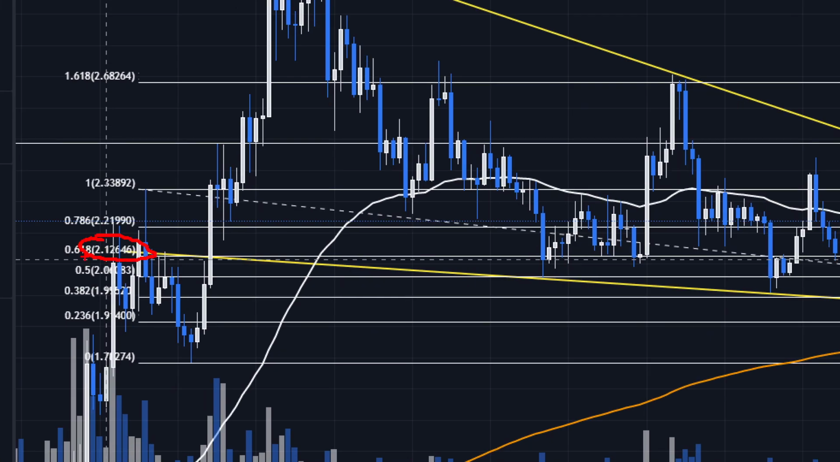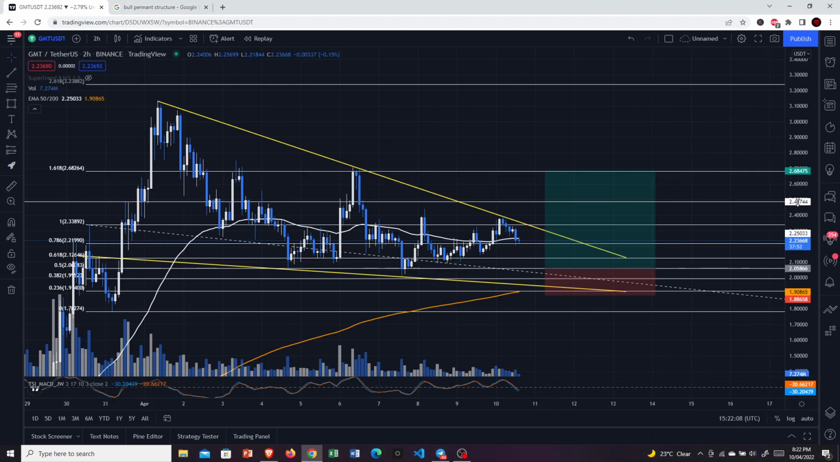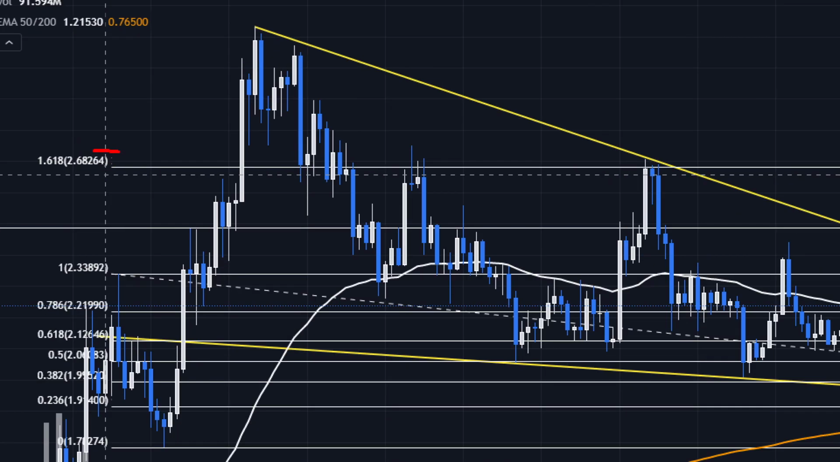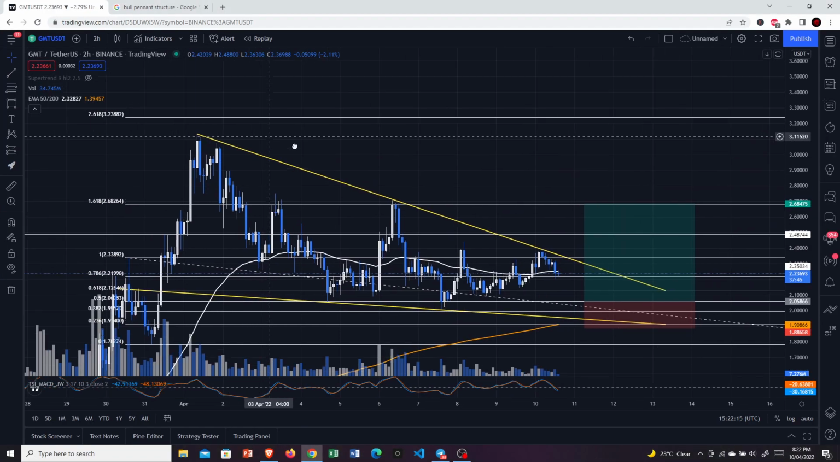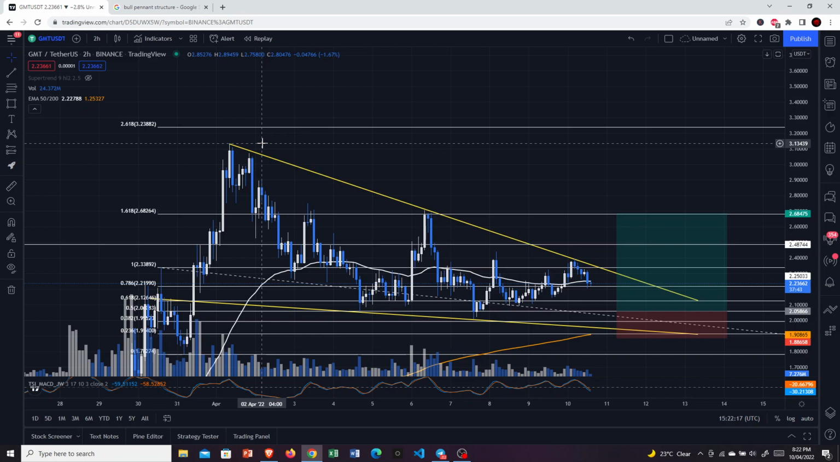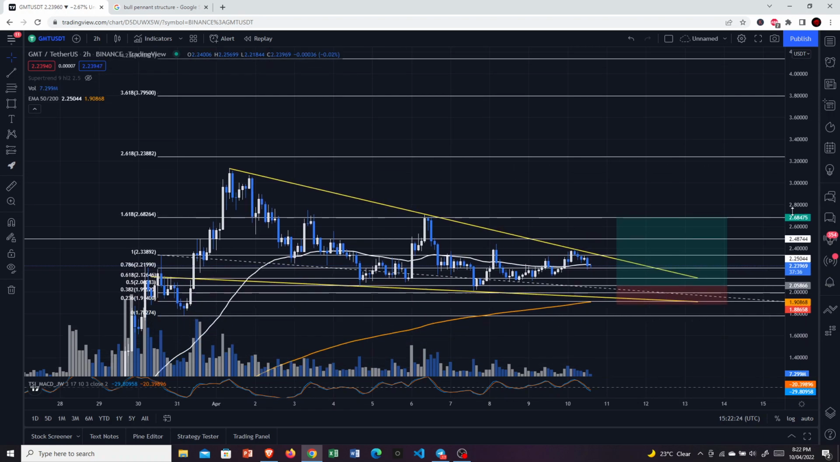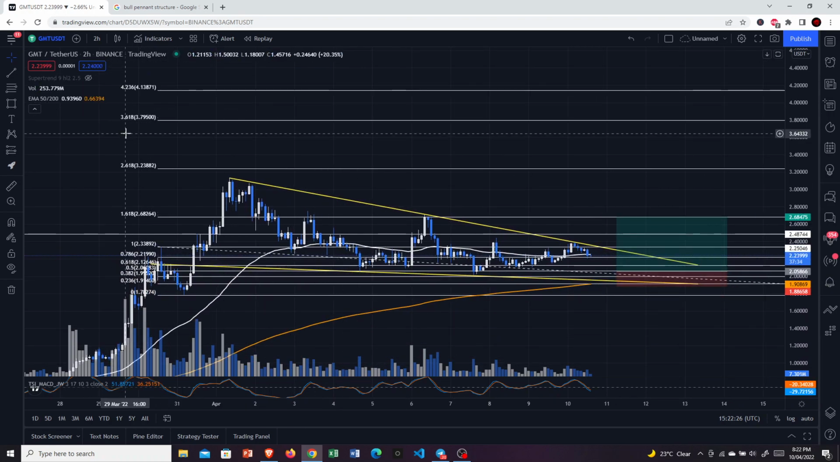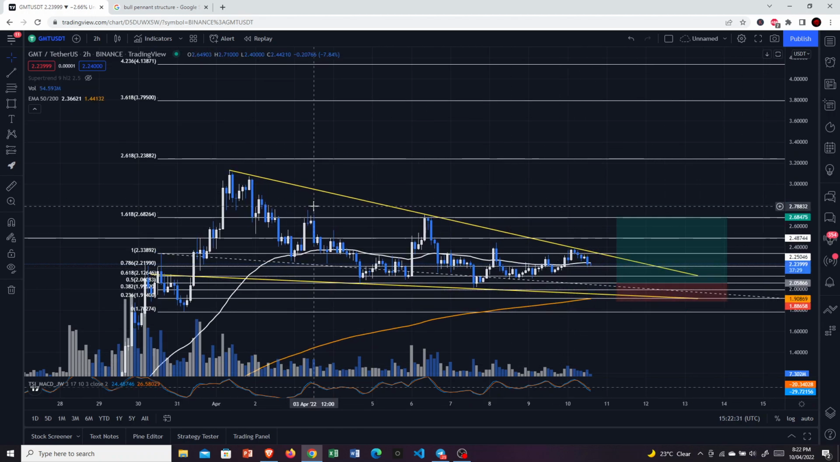So 2.12 and 2.0 are going to be your buying region, and 2.48 is going to be our first target for the upside. 2.68 is going to be our second target to the upside, and this all-time high is going to be another resistance. And if we break and close above this all-time high, then we can possibly go to these regions above over here, but that's very far right now. We need to see how GMT reacts to this pennant, and let's see how everything goes, guys.